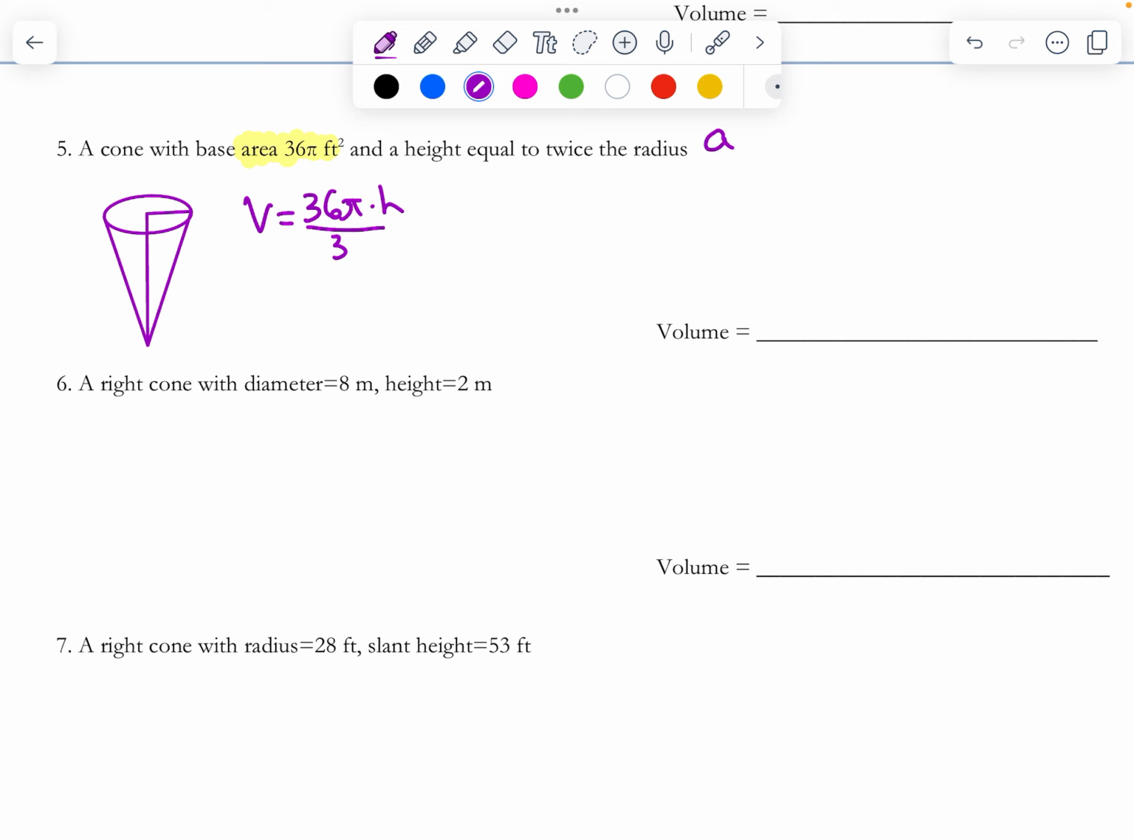Remember, the area formula for a circle is pi r squared. So if this is 36 pi, then I can already tell, we just divide by pi to get 36. 36 is equal to r squared. Take the square root, 6 is equal to r. All right, we found it.